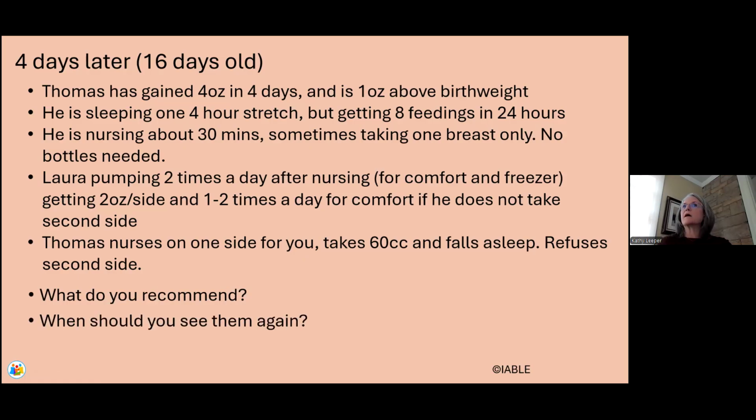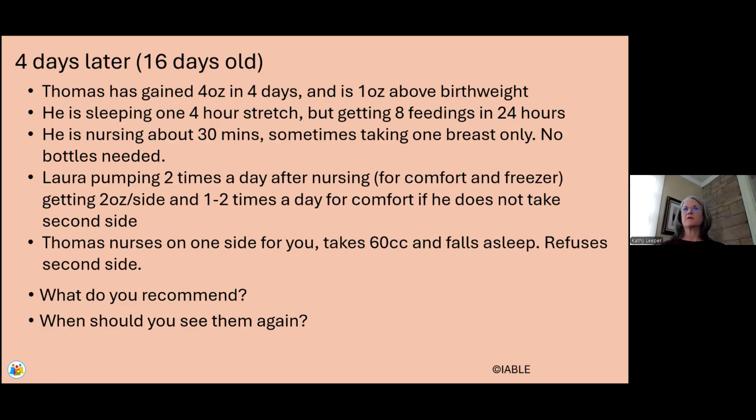When should you see them again? What would you tell them to do, and how soon do you want to see them again? They're probably seeing exclusively him, the breastfeeding. Sooner the better. Sooner the better. Okay. Like tomorrow? No, you're not going to see them tomorrow. Oh, okay. Sure. I mean, it depends on your patient population and how hard it is for them to get to you and all, but yeah, more help is never bad. Following them closely is never wrong.